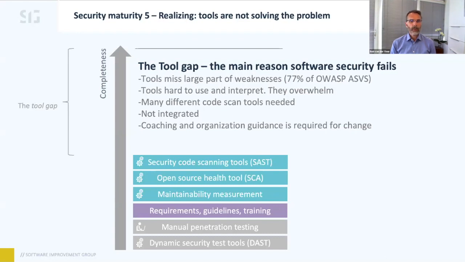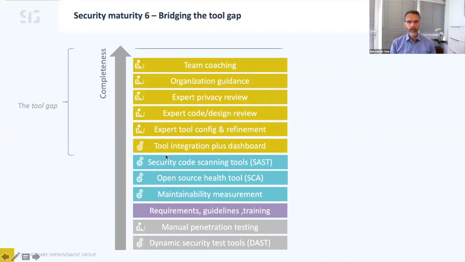If you are in full swing with bridging this gap, you are at maturity stage 6. And you need to do a lot of things to be in full swing. You integrate the results from the tools in a single point of truth for developers and stakeholders. And you have experts helping with tool configuration and refinement of the findings. Experts are also performing code and design reviews, and ideally also privacy by design reviews. Plus, you have experts providing guidance to the organization in making this change and coaching the teams on building security in. This requires a lot from these experts.